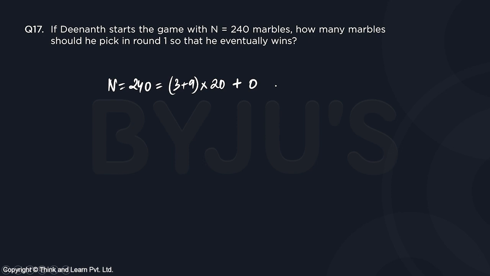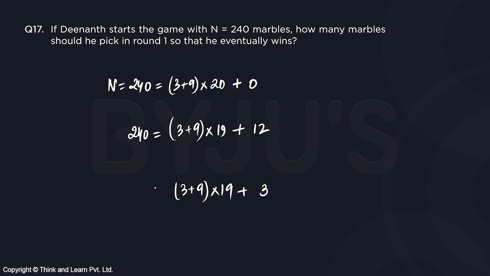So since the number of marbles is not of the form 3 plus 9 into number of rounds plus 3, we need to have those many. So we will go one round before, and then we can put 12 extra over here. It's the same thing. 240 is going to be written as if I take 12 outside. Now, if I want Dinanath to win, he should leave these many marbles.